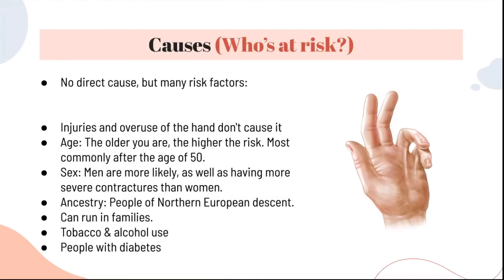People of Northern European descent. It can also run in families, and people who use tobacco and alcohol are at higher risk. Smoking is associated with an increased risk, perhaps because of microscopic changes within blood vessels, which is hypothesized, and also people with diabetes.